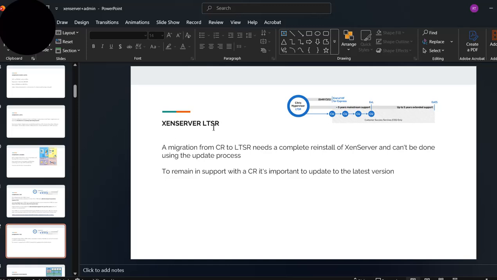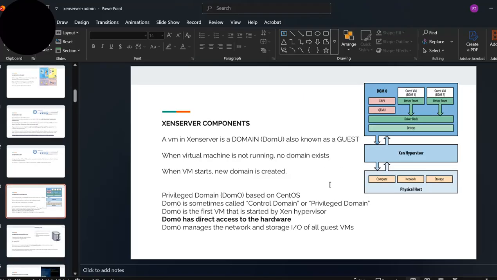So XenServer LTSR, long-term support release. It is very important. A migration from CR to LTSR, long-term support release, needs a complete reinstall of XenServer. It cannot be done using an update process. Clear? So it is completely installed as a new version, not updated. To remain in support with CR, it is important to update to the latest version.